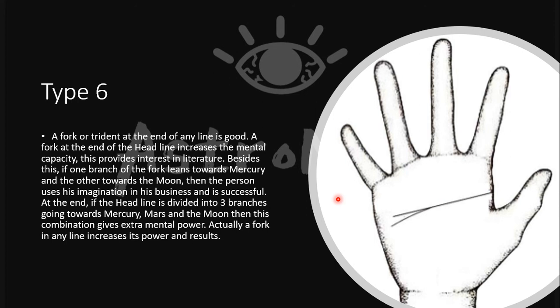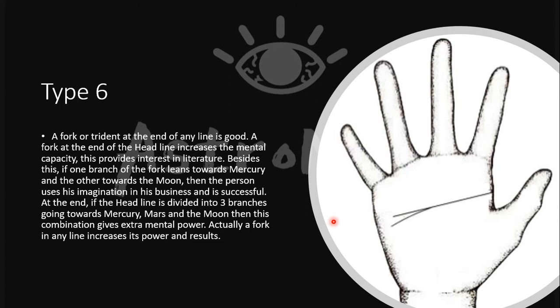At the end, if the headline is divided into three branches, now we have seen two branches. If it is divided into three branches, one will go to the Mercury mount, one will go to the Saturn mount, and one will go to the moon mount. So this is a very good person having extra mental power, and the fork is increasing the power and the result too. So all three branches will have a very good result in the person's life.